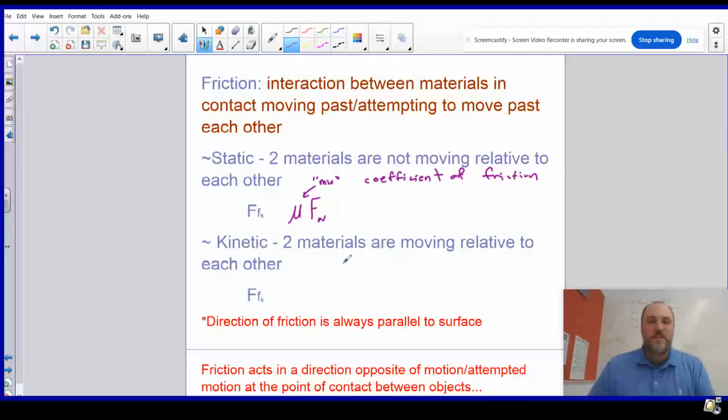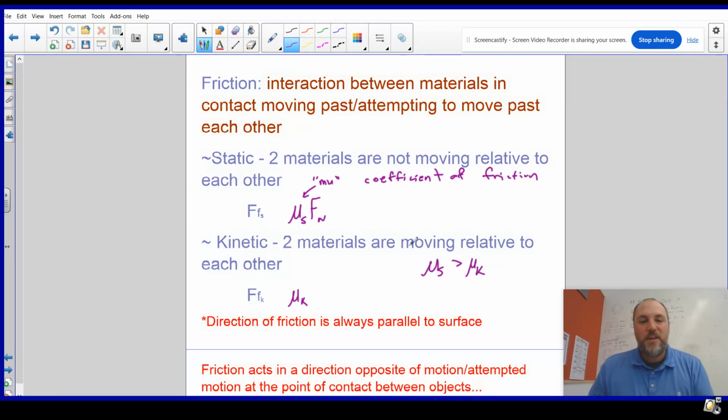And the reason is there are two different coefficients of friction. There's one for static friction and another coefficient for kinetic friction. So now every pair of materials has two coefficients of friction, one static and one kinetic. And if it's more challenging to get something moving than it is to keep it moving, it's because the static coefficient of friction is greater than the kinetic coefficient of friction.